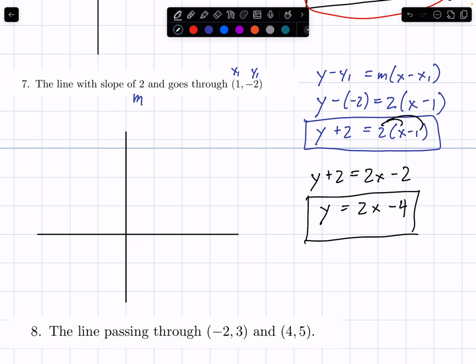So let's start with the -4. -1, 2, 3, 4, right there. And then slope is 2. So up 2 over 1. Right there. Here's my x-axis, here's my y-axis. Got my 2 points. Let's connect the dots. Something like that, yeah.